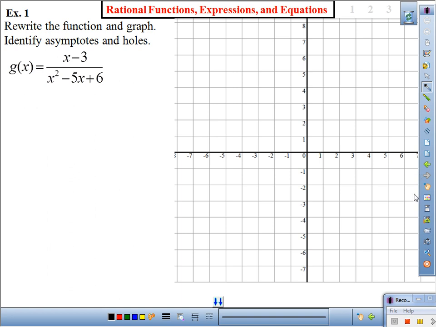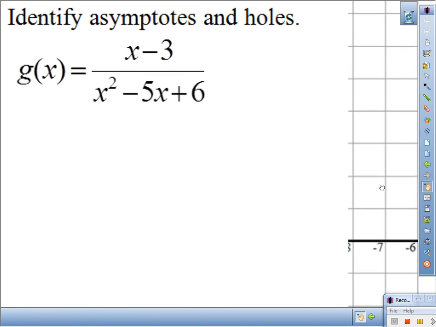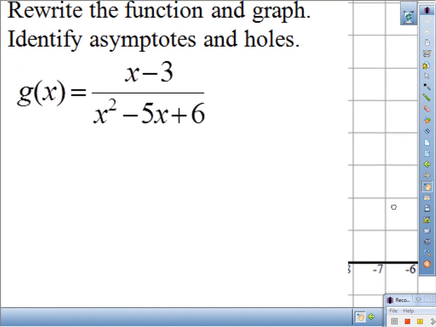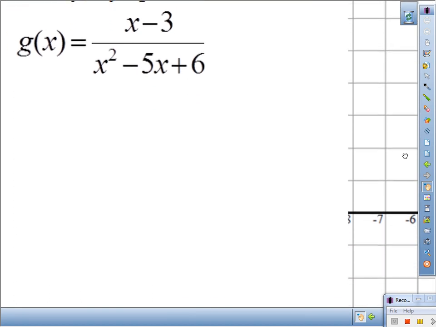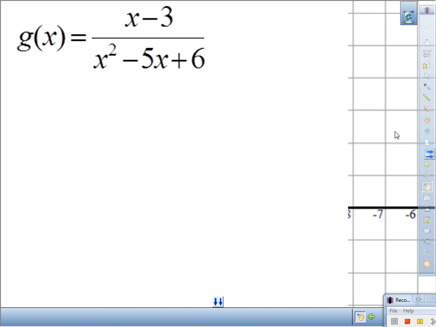Here we go. Writing utensils down, look up to the screen. I'm going to zoom in. So they're asking me to rewrite the function and graph, and then from there identify asymptotes and holes. Here we go.